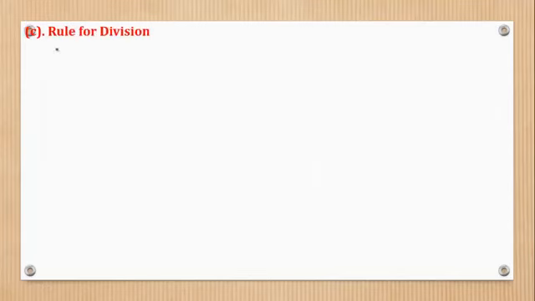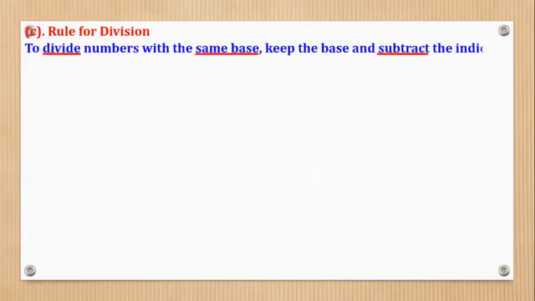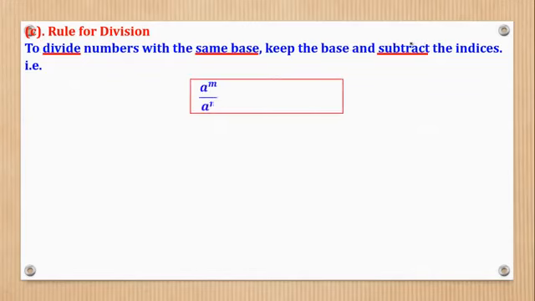What about the rule for division? For multiplication, we added. For division, we subtract. So it says that to divide numbers with the same base, keep the base and subtract the indices. I have this, realize that this base is the same, but these are different. So keep the base and subtract the indices. But it should be noted that a can never be 0 because a number divided by 0 is infinity.